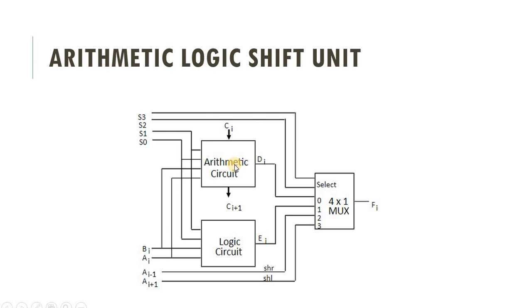If we want to perform arithmetic operations, at that time we need AI and BI as input, we need a carry Ci and select lines S1 and S0. Suppose I want to perform logical micro operations, at that time we need 2 inputs AI and BI, and 2 select lines S1 and S0. If you want to perform shift micro operations, at that time the multiplexer requires AI+1 and AI-1 inputs and select lines S2 and S3, and based on the inputs it generates the appropriate output.